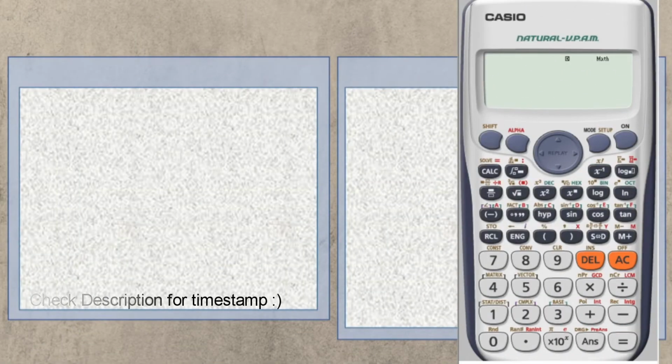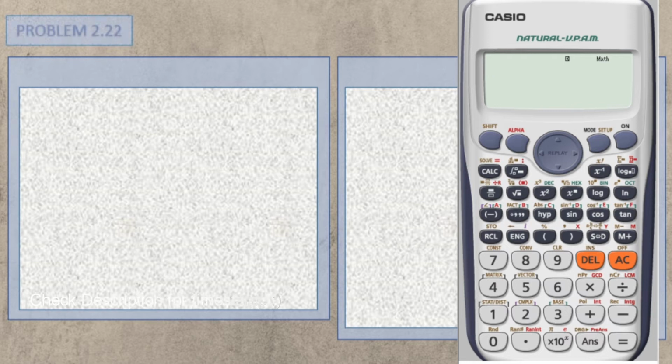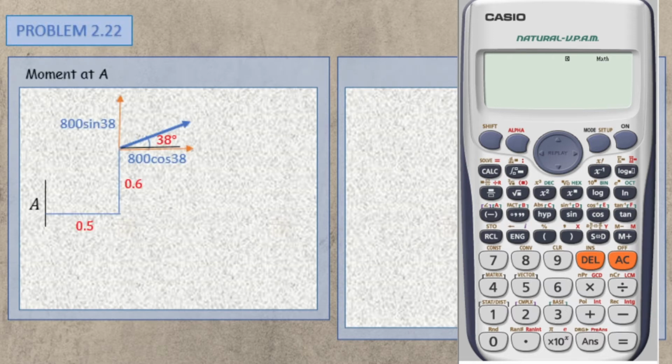Okay guys, so for our problem 2.22, we need to find moment at A. So this is our given figure. So we have 800 Newton force and 38 degrees. So first we need to find our x and y components. So for our x we have 800 cosine 38 and for our y we have 800 sine 38.